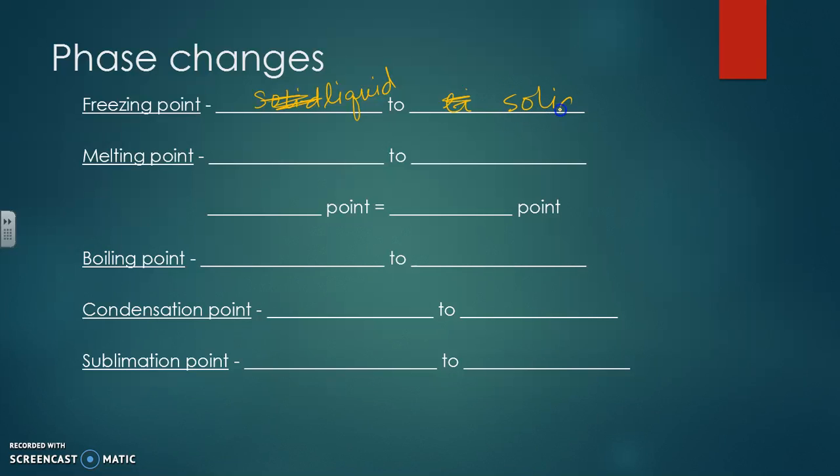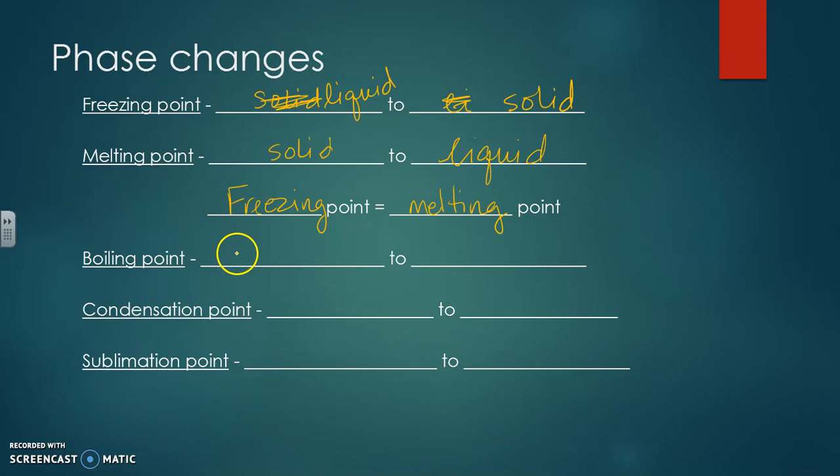All right, so freezing is liquid to solid. Melting is solid to liquid. And these are exact opposites of each other. The freezing point is actually the same temperature as the melting point of a substance, because it's going from one phase to the other and back.